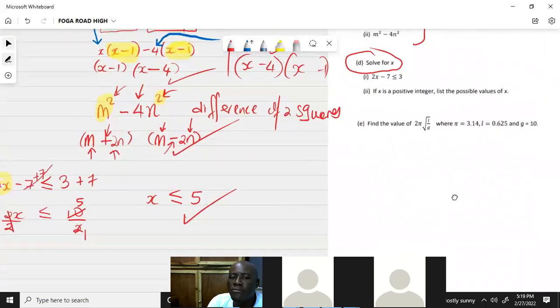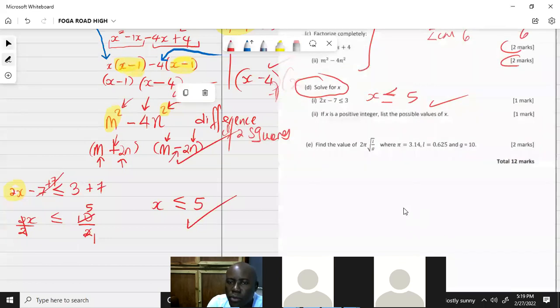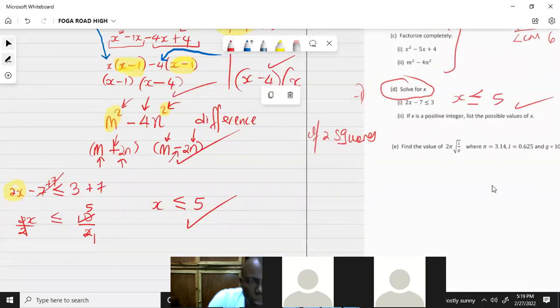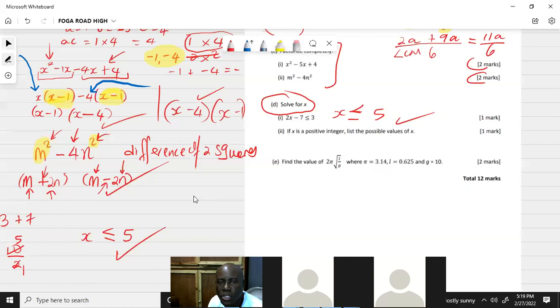Normally, they will give you some follow-up questions. You could see here that x is less than or equal to 5 was the response. Normally, how much for that? About 2? 1. They give it, hold on, guys, this thing is moving. All right, so we get 1 mark for that.